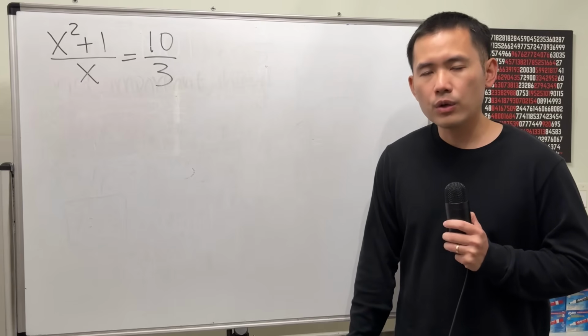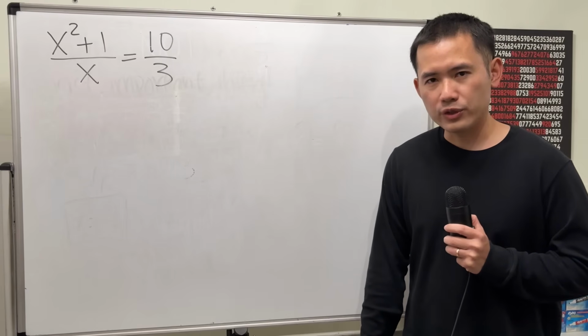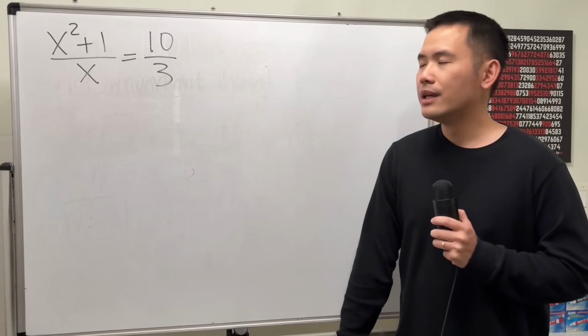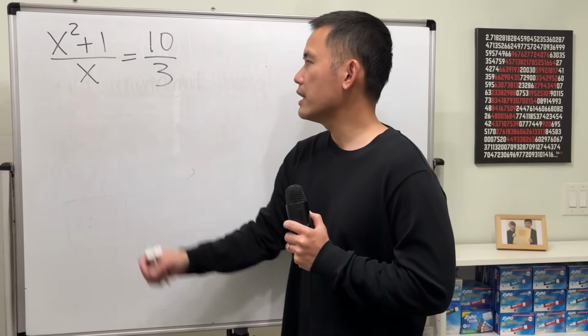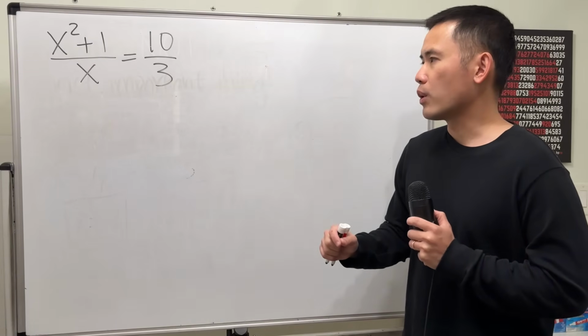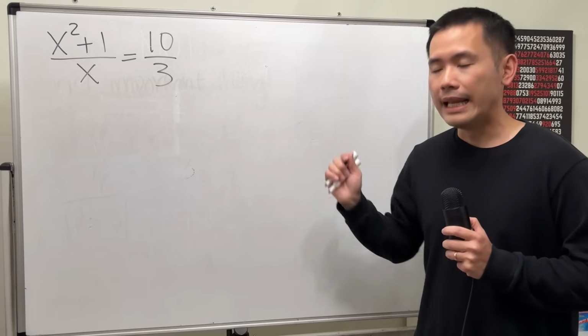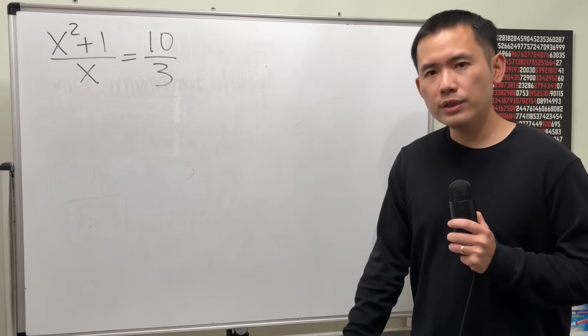So I titled this video, Solving an Interesting Rational Equation, and now you might be wondering, why is this equation interesting? Because we can just cross multiply and get a regular quadratic equation and we go from there. Yes, I will show you guys that way later, because now I want to show you guys the interesting way first.